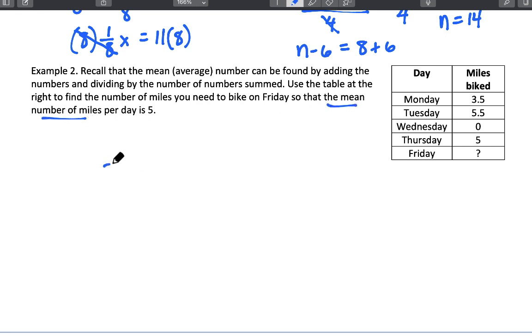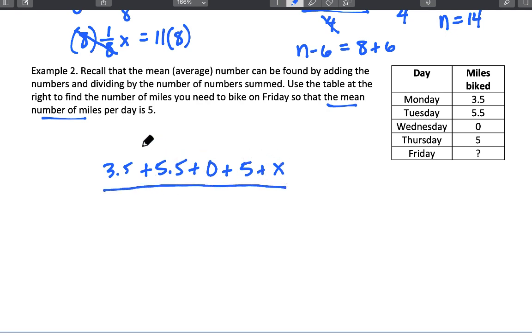All right, so we're going to write the equation: 3.5 miles on Monday plus 5.5 miles on Tuesday plus 0, I must have been a day off on Wednesday, plus 5 on Thursday plus x, all divided by 5 numbers should add up to equal 5. In other words, this left-hand side of the equation represents my equation for finding the average number of miles. If I want the average number of miles to be equal to 5, then I'm going to set it equal to 5.